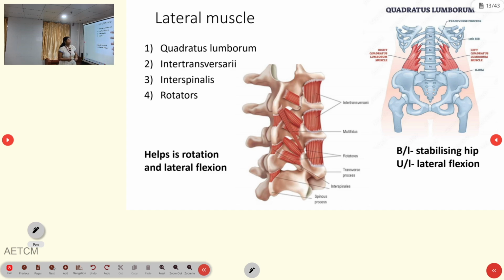The other small muscles which we see are the intertransversi muscles, which are attached between two transverse processes, and the interspinalis muscle. These are the spinous processes, so the interspinalis is present between the two spinous processes of adjacent vertebrae. And the rotators are also short muscles which are present here. The function of the interspinalis and rotators is that they help in the rotation and lateral flexion of the lumbar spine.